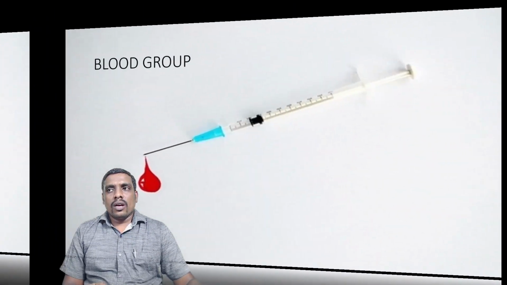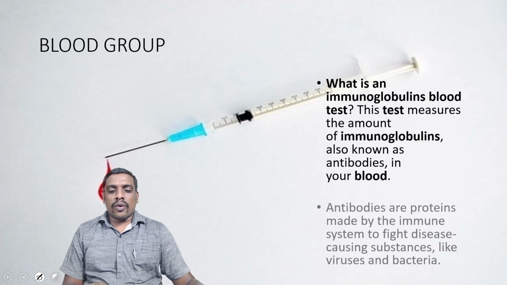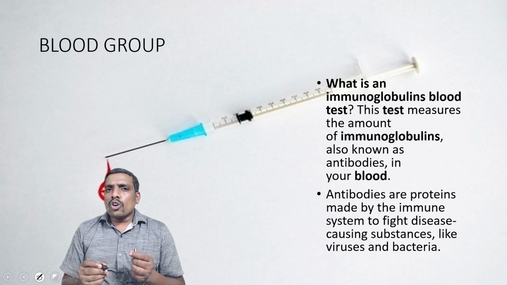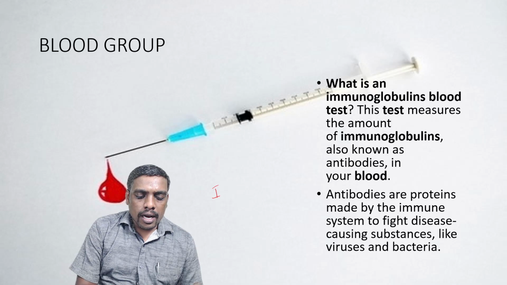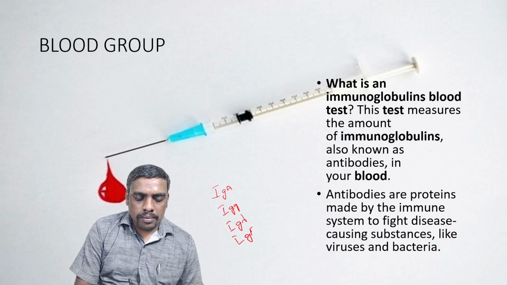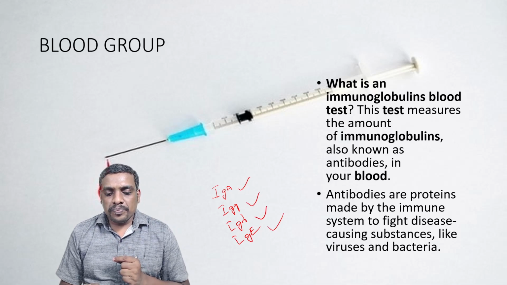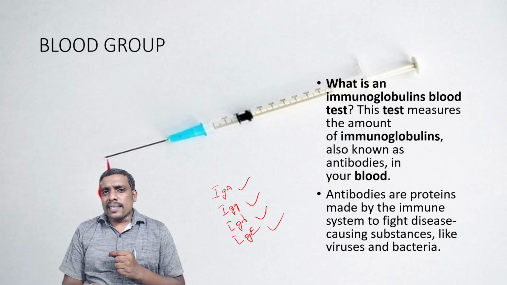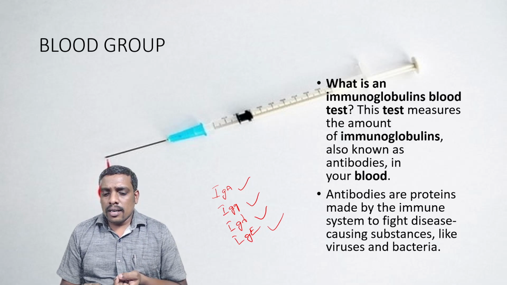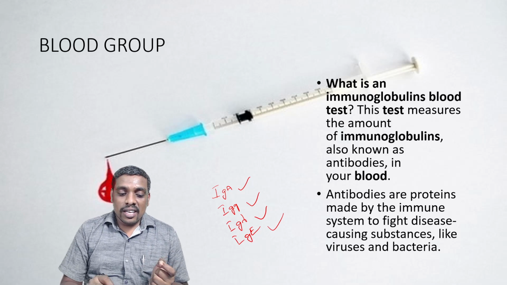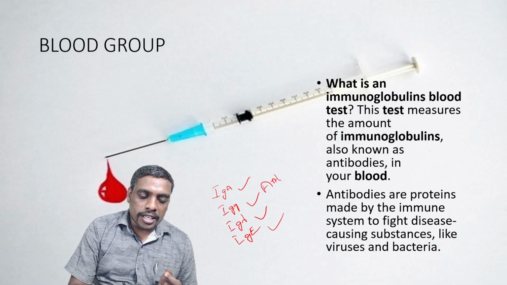Clear, students? Now based upon this, let us try to find out what an immunoglobulin is. Immunoglobulins are indicated by IgA, IgG, IgD, IgE, and so on. So immunoglobulins are like this; they are of different types. What is an immunoglobulin blood test? This test measures the amount of immunoglobulins, also known as antibodies.